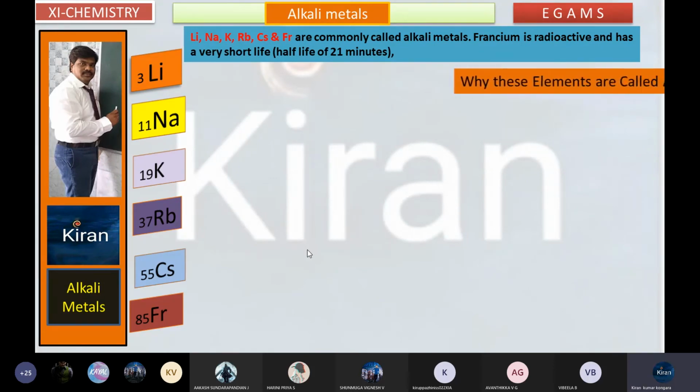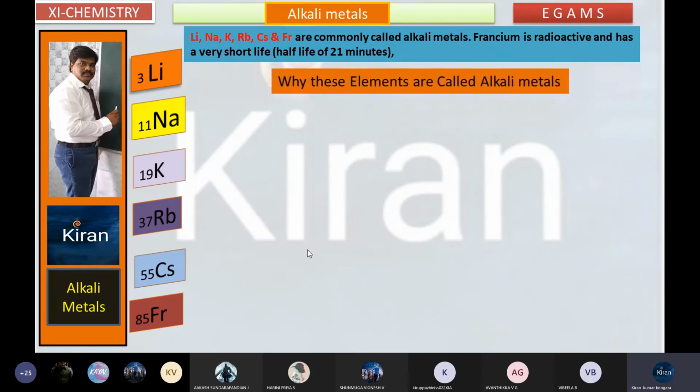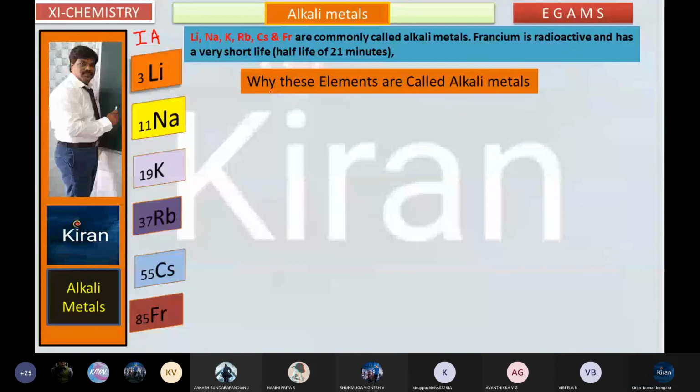Why are these elements called alkali metals? Why did this name come? As per the general electronic configuration, these elements belong to 1A in the long form periodic table. They belong to the first A group because all the elements have only one electron in the last shell. That is the reason all the elements are placed in 1A. But why are these elements called alkali metals? For example, I'm taking one metal, sodium.